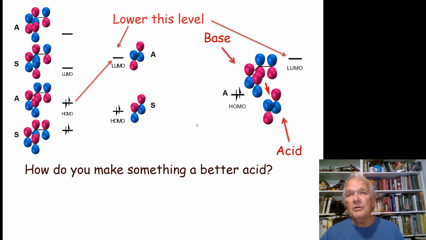How do you make something a better acid? Well, you do the opposite. You put on something which will lower that level, and what you do is put on an electron withdrawing group. So if electrons get up there, they'll be lower in energy, and this will have the effect of again lowering the gap between the HOMO and the LUMO where the reaction is taking place.